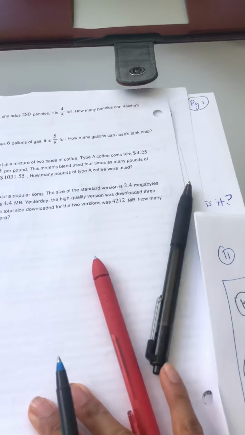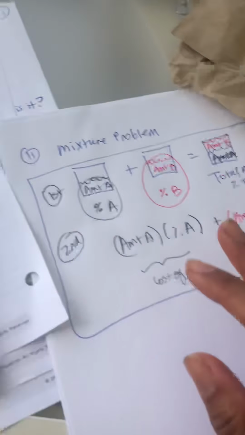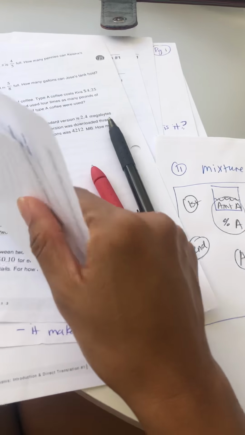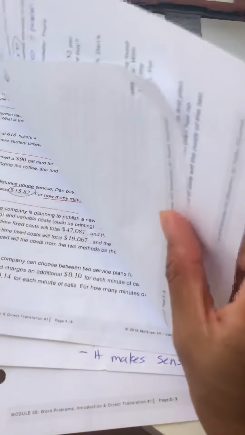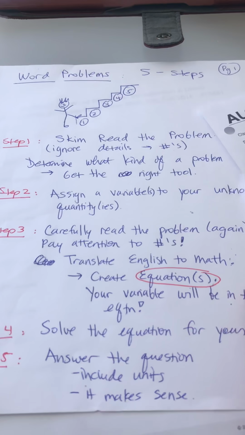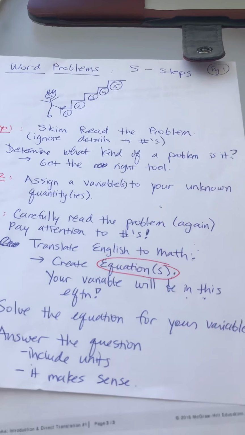Okay, so now let's look at this problem. What do we not know? So my tool is this. It's a mixture problem. This is the tool I need to take out. So that was step one. Step one is to skim read and determine what kind of problem it is, and get the right tool. Step two is to assign a variable to your unknown.